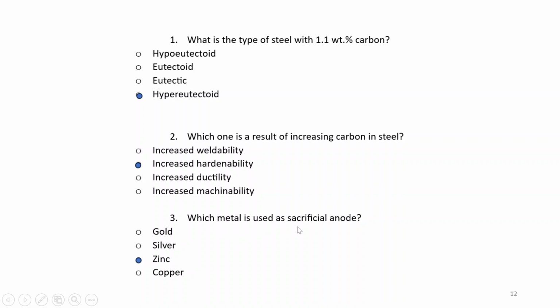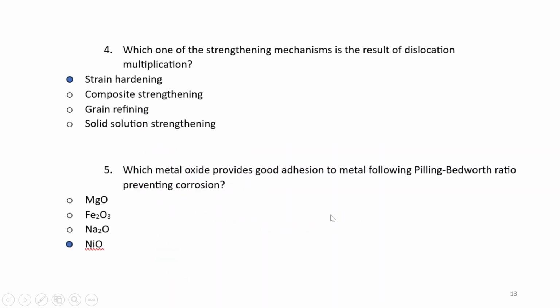Which metal is used as sacrificial anode? Your options are gold, silver, zinc and copper. Zinc is highly reactive, so it is used as sacrificial anode. Which strengthening mechanism is the result of dislocation multiplication? Strain hardening, composite strengthening, grain refining, solid solution strengthening. Strain hardening will be the one, also called work hardening or cold working. Dislocation multiplication is the reason for strengthening.